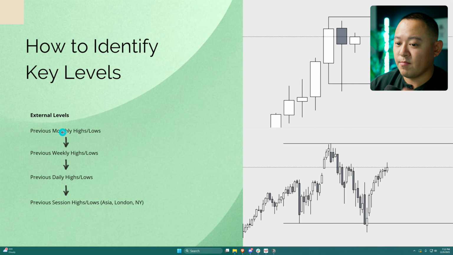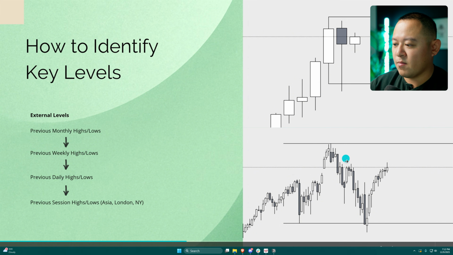So we might have previous monthly highs and lows, we might have previous weekly highs and lows, previous daily highs and lows, and previous session highs and lows. Now, in here, this is a monthly time frame, so you can see me mark out the monthly high and the monthly low in here. But inside of this monthly range, we have smaller data points that we need to pay attention to, okay? Previous daily highs and lows.